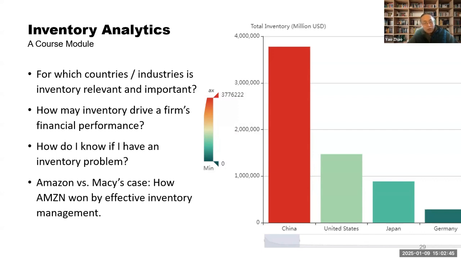The case study for this course module is Amazon versus Macy's. Students will learn by playing with the data how Amazon won, that is, got more market share and grew faster by low pricing but still making more money, through effective inventory management.